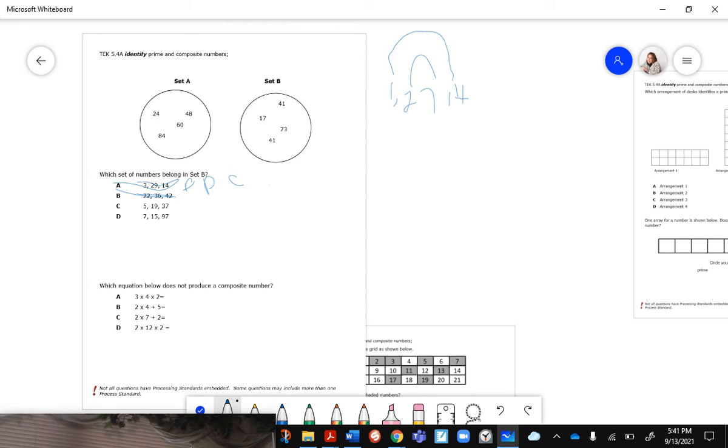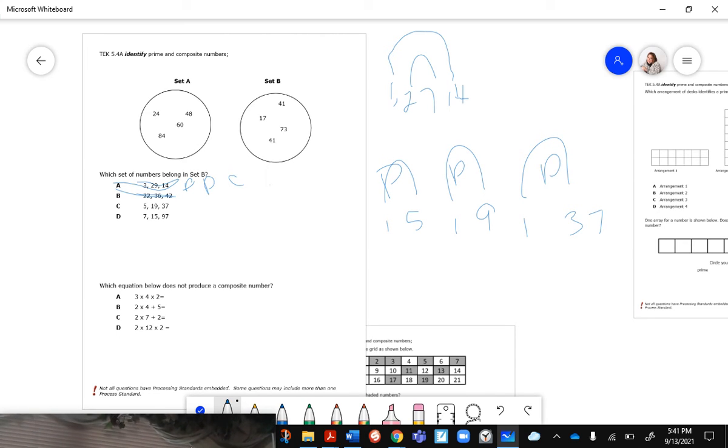Look at C. 5, 19, and 37. Well, it looks like a very strong possibility. 5 is only 1 and 5. 19 is 1 and 19. And 37 is 1 and 37. So it looks like these all could just be primes, right?